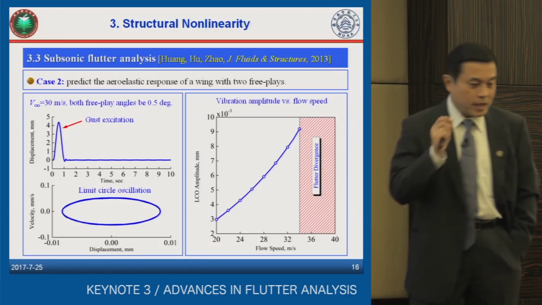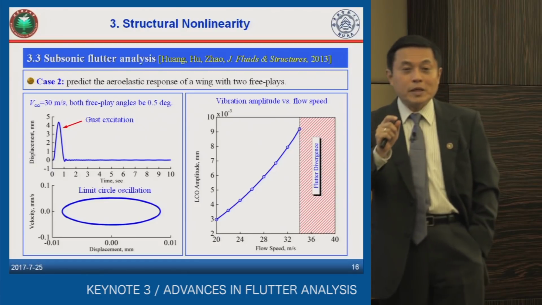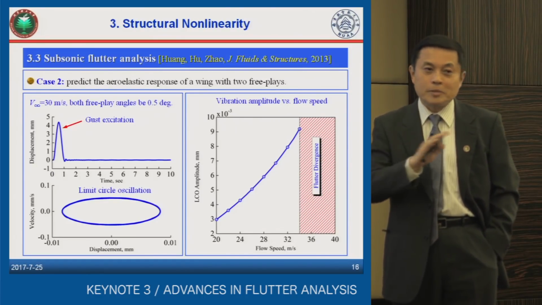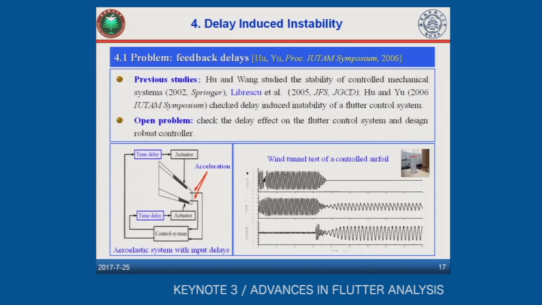So even though sometimes the backlash can increase the flutter speed predicted by the linear model, that's not optimistic. You will have some danger of the limit cycle oscillation. Okay, now let me talk about the third problem, that's delay-induced instability.